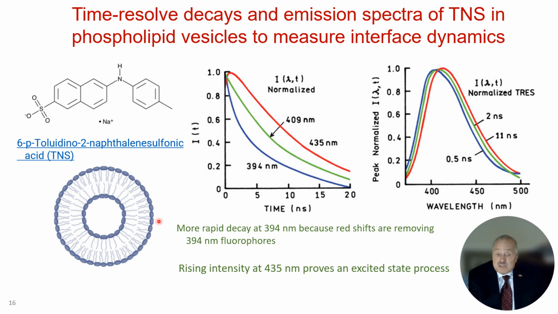So as our first example, let's look at the time-resolved decays of this molecule, TNS, which we've seen before, when it's bound at the interface of lipid vesicles. And what we find is, fortunately, what we expected. We find on the short side of the emission spectrum, there's a more rapid decay because the fluorophore is decaying both by emission and by going into the longer wavelength state.